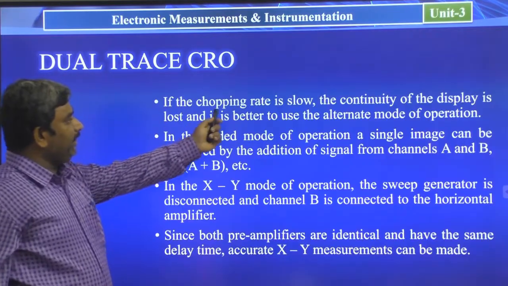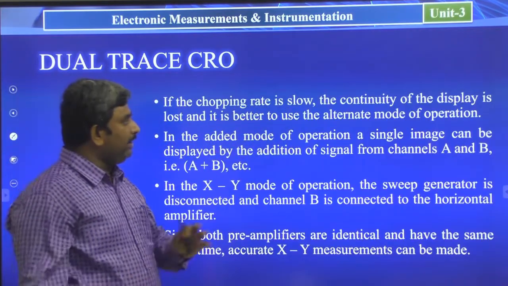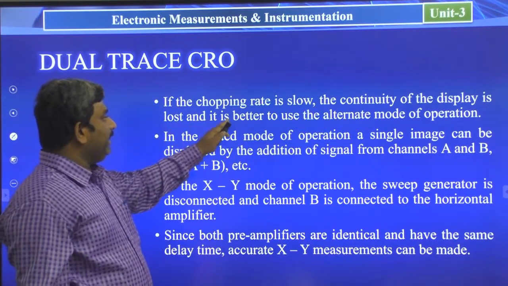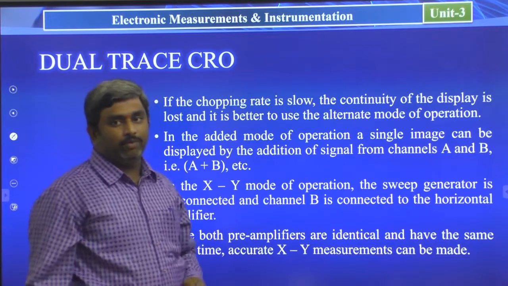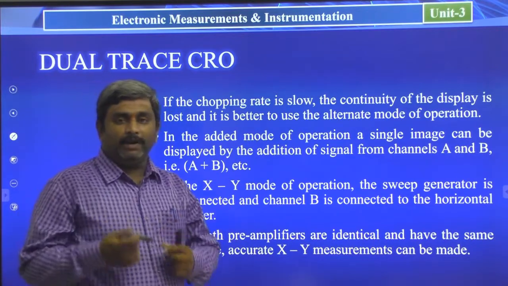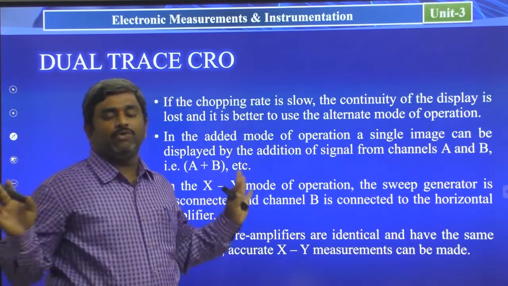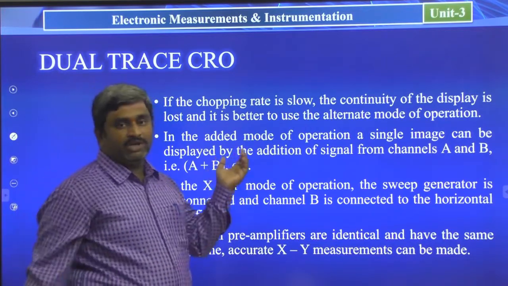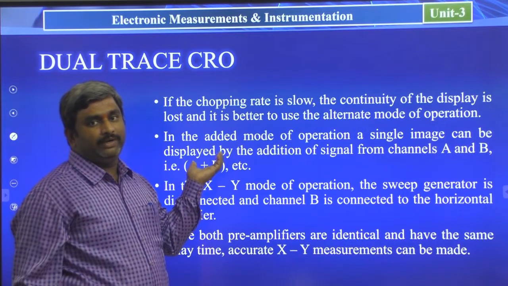If the chopping rate is slow, the continuity of the display is lost and it is better to use the alternate mode in the operation. If the chop rate is very slow, there is no necessity of using the chop mode. You can go with the alternate mode.